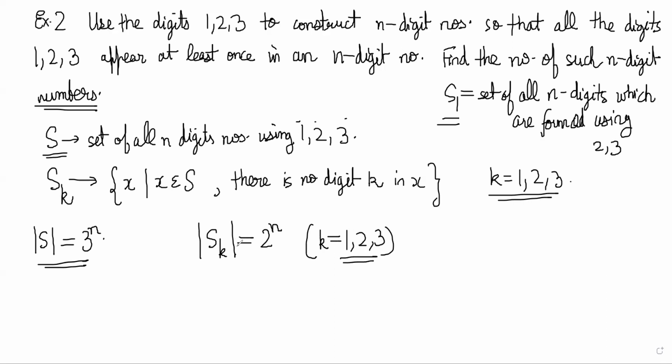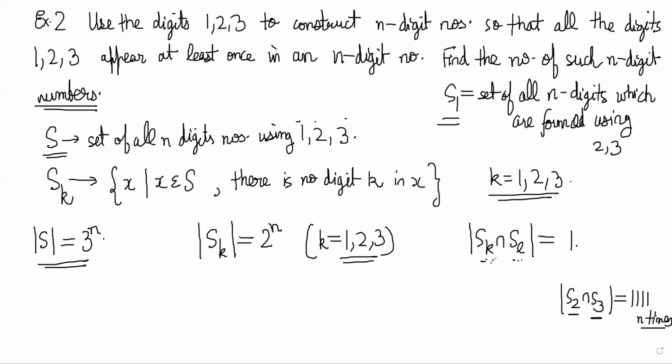In each case, what happens? One of the digits is not allowed, right? So you have only 2 choices for each step. Now, if we want to find out what is SK intersection SL. When two different letters K and L are not allowed, then you have only one digit left, right? So the intersection of this will be simply 1 because there is only one type of number that you can form. So let's say, for example, S2 intersection S3. You can only form 1, 1, 1 n times. That is the only number, right? Because you can't use 2, you can't use 3, right?